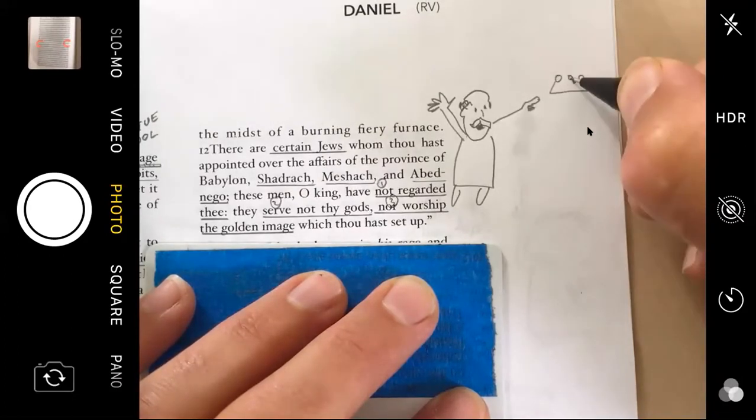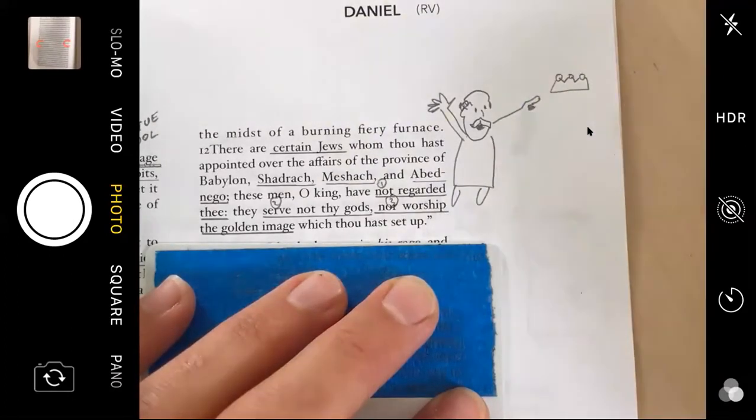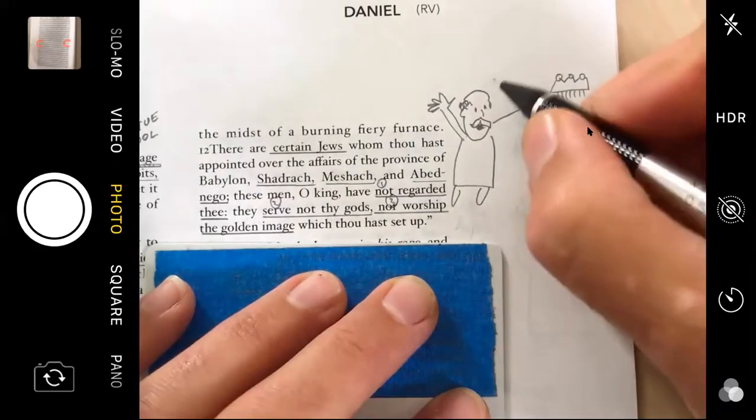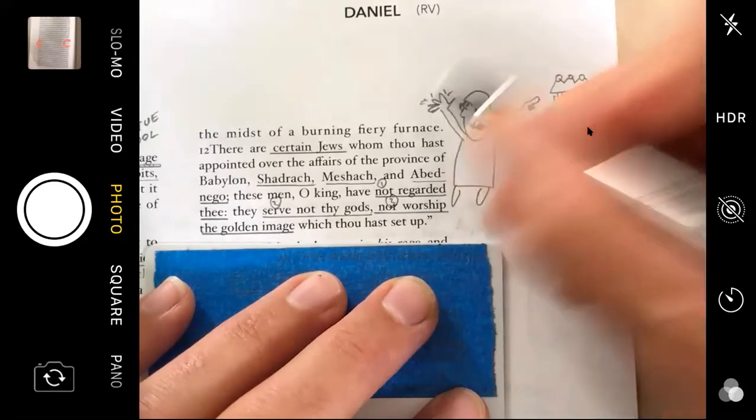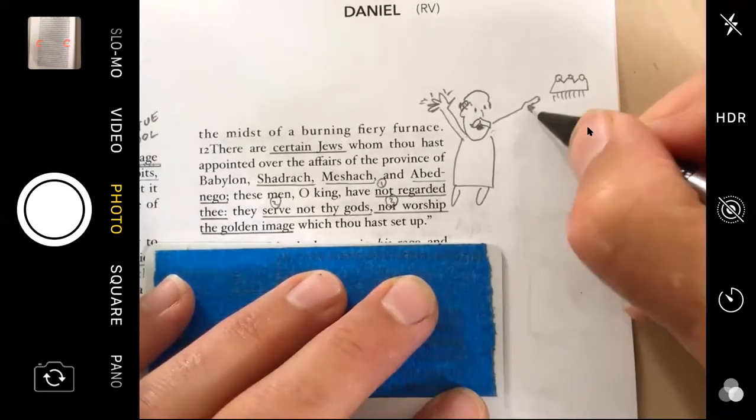Here they are standing together. Did you know that trick where if you just draw three heads and bodies and stick a bunch of feet under them, it looks like friends standing together? They're not bowing down. What are you going to do, O king? What are you going to do?